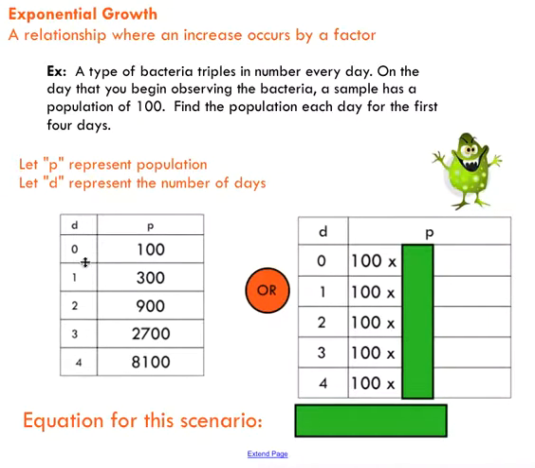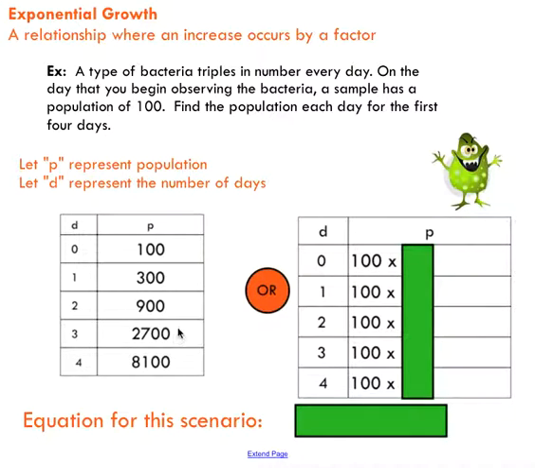I've done that in a table of values here. So essentially that's what I have, a relationship between the number of days and the population of the bacteria. You can see as each day increases, I'm increasing my population by a factor of 3. So I'm multiplying my population by 3 every day.